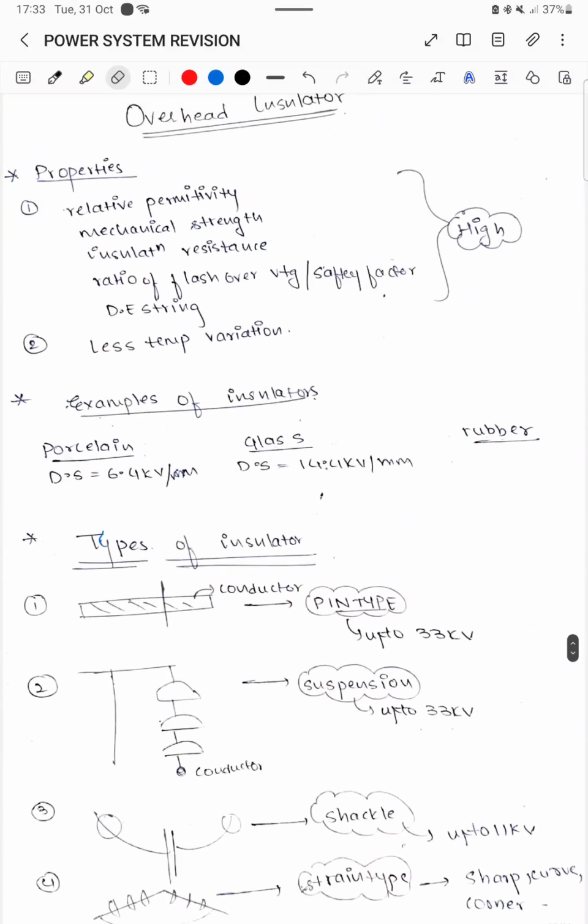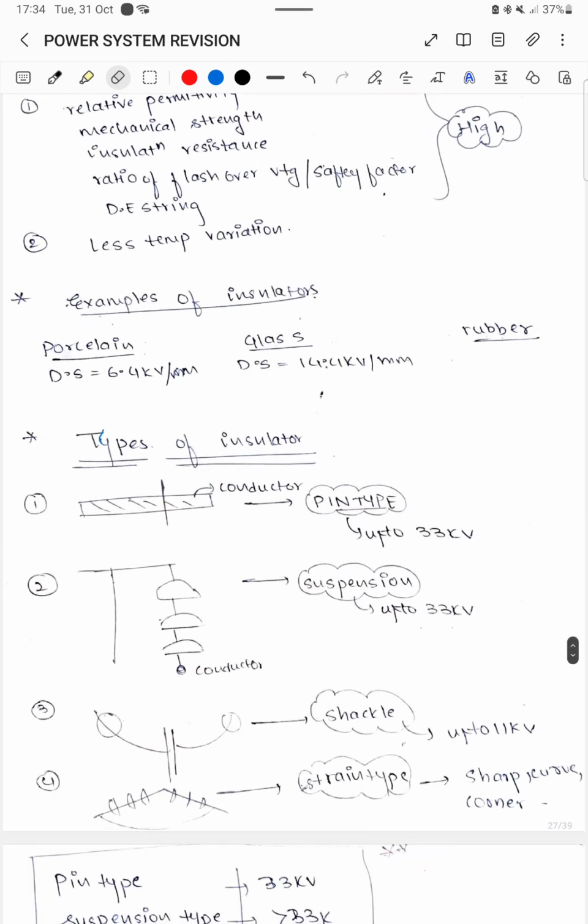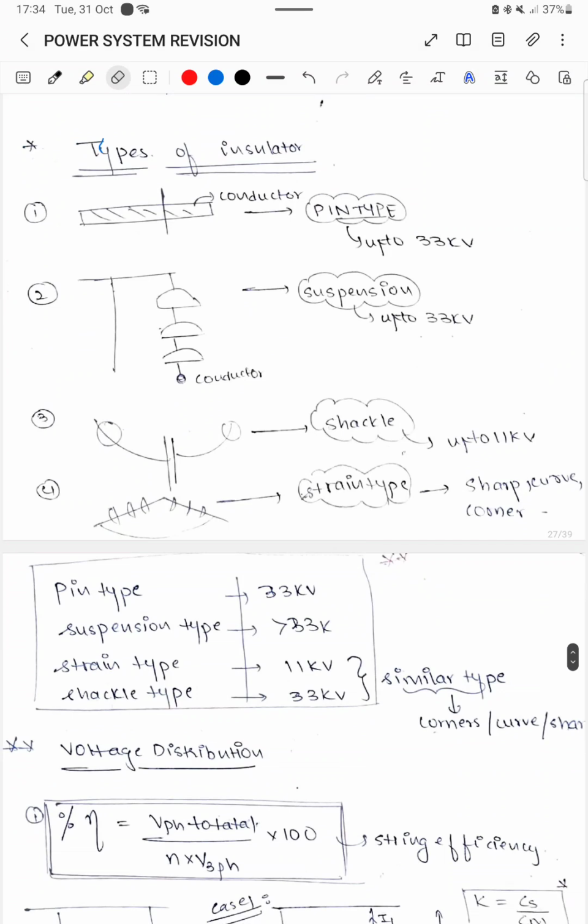Okay. So let's start with the properties of overhead insulators. We need permittivity, mechanical strength, resistance of insulator, ratio of flashover or safety factor, and dielectric strength of insulator all to be high. Temperature variation should be very less. Examples of prominent insulators are porcelain with a dielectric strength of 6.4 kV per millimeter, then glass at 14.4 kV per millimeter, and rubber. Types of insulators were pin, suspension, strain and shackle.